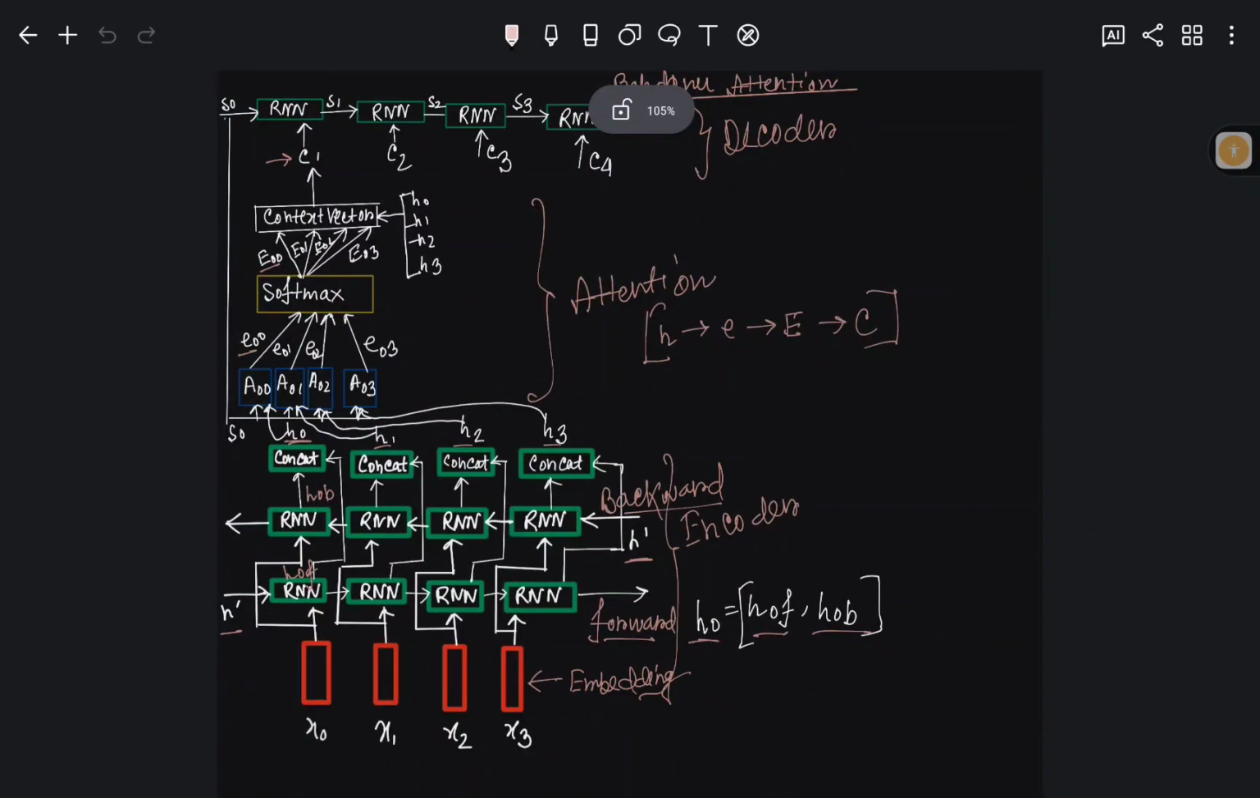So I hope you got an understanding of each of these components of this attention mechanism, like how the encoder works, how the attention mechanism works, and how the decoder part of this sequence to sequence with attention works.